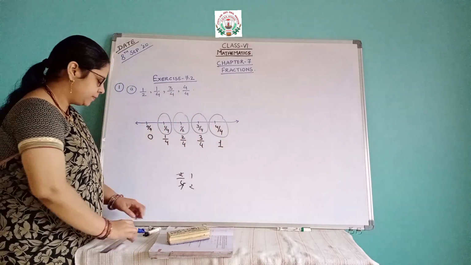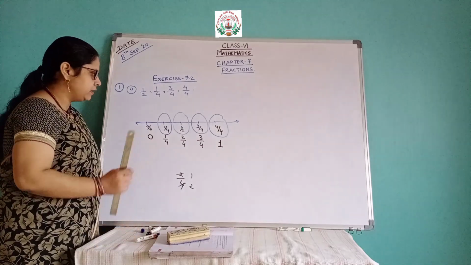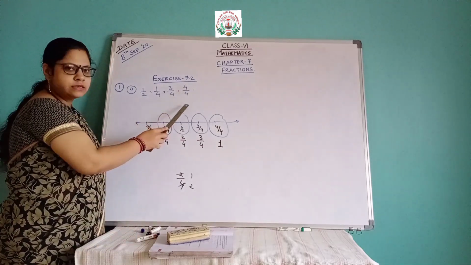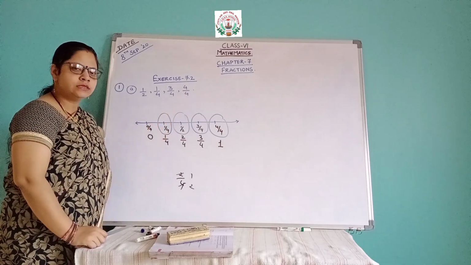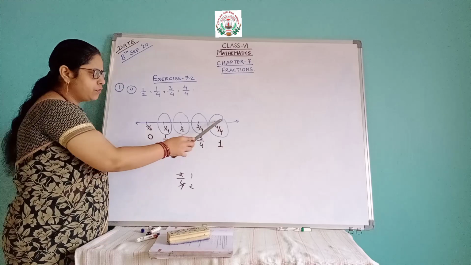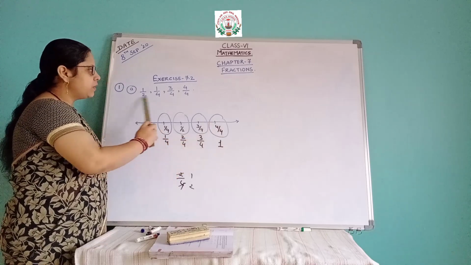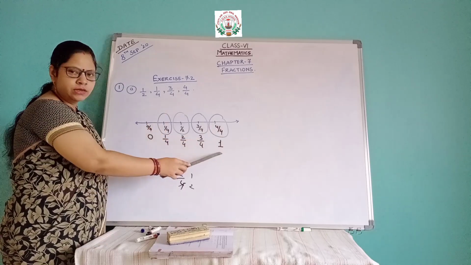Are you getting it? So again explaining. First you should understand where this 4 by 4 is. 4 by 4 means 4 and 4, when you cancel, you will get 1 only. So 4 by 4 is 1 only. So all these numbers will come between 0 and 1.